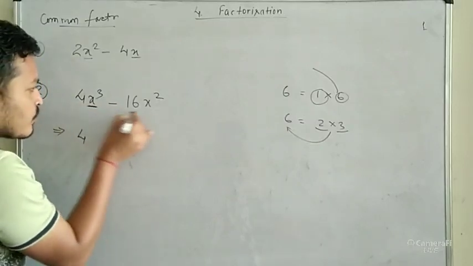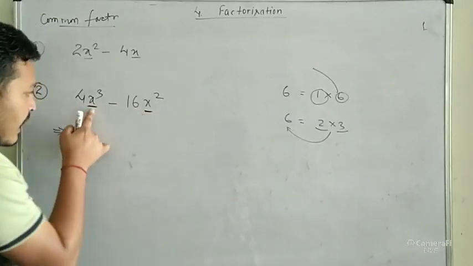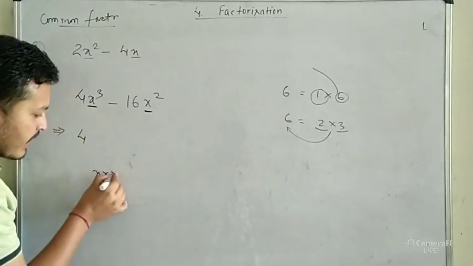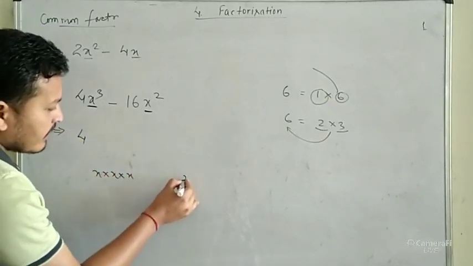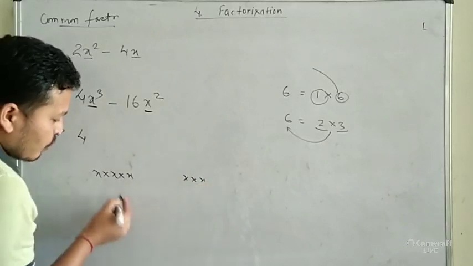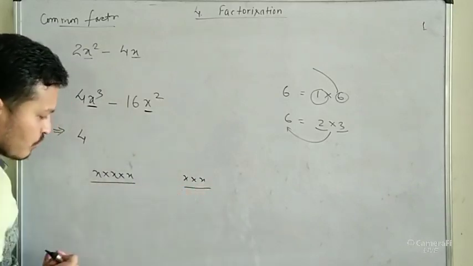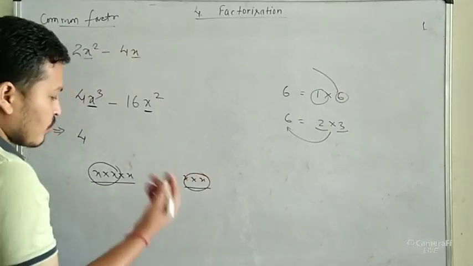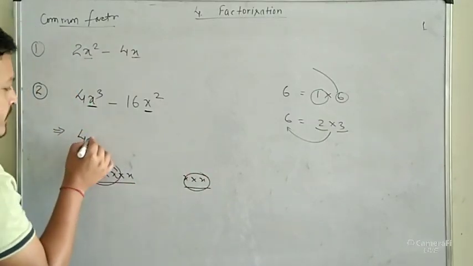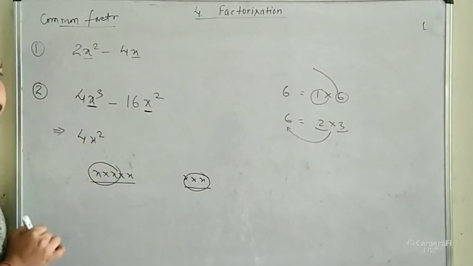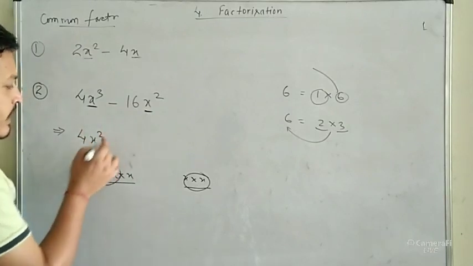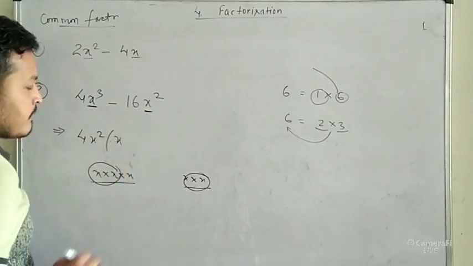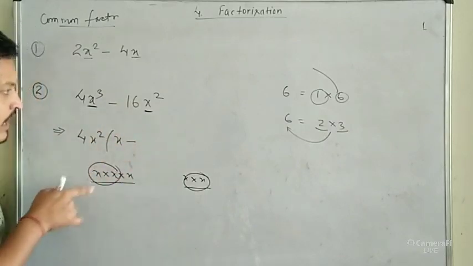Now this is x cube and this is x square. How many x are here? x multiplied by x, and here x multiplied by x. So this is 3 and this is 2. So we can take x square as common out. Here also take x square common, so how much x is remaining? A single x is remaining here. So x square is common now, because x square we are taking common out. So here 1x is remaining, minus 4 we are taking common out.